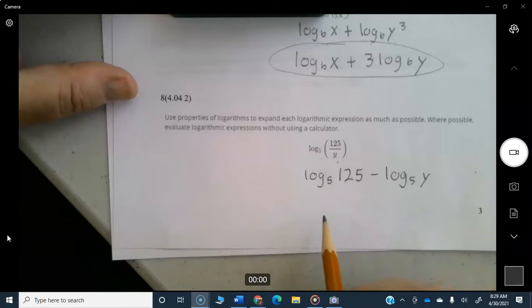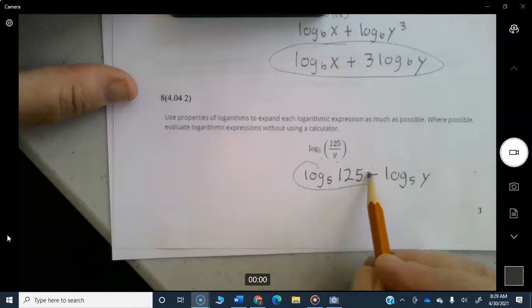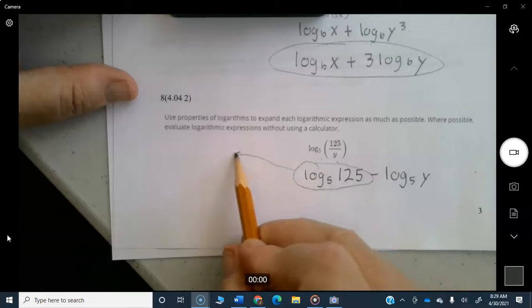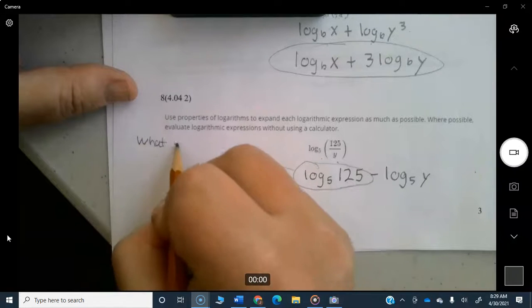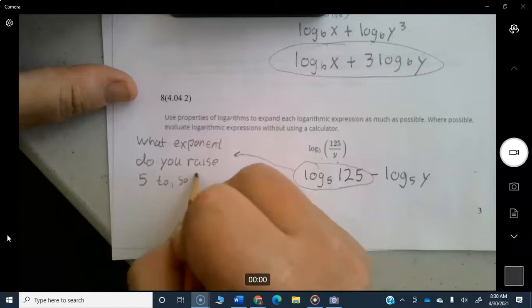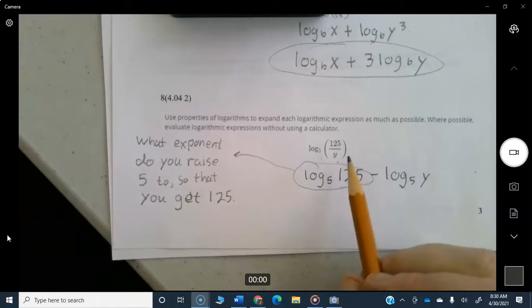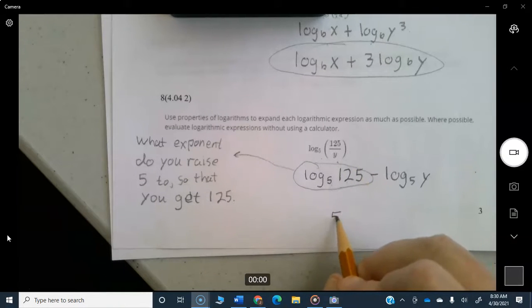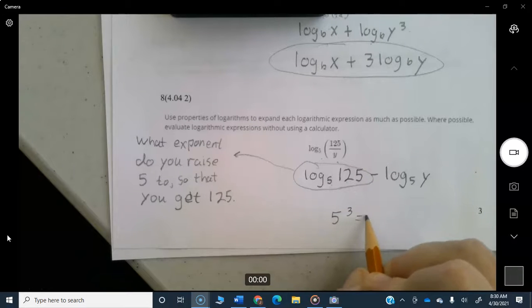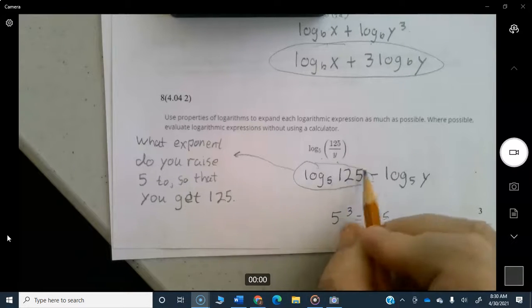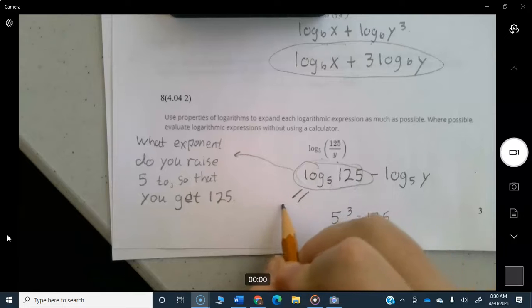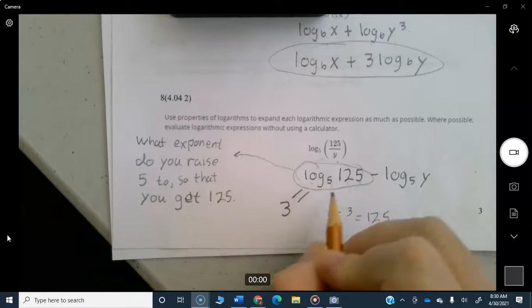Now you can simplify this to a number. There's a number that equals. And remember what this says. Let me write this out in words. It's saying what exponent do you raise 5 to so that you get 125? So 5 raised to what power equals 125? That would be 5 to the third power. That means this entire term equals 3.